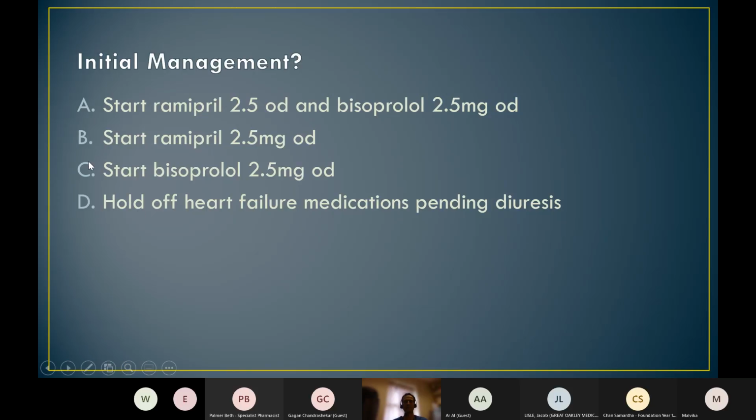So the answers here are, if you're going to start the bisoprolol, start at 1.25, and certainly don't start until you've achieved the beginnings of a diuresis. So A and C are out. B or D, either is probably reasonable, but I might veer towards D.